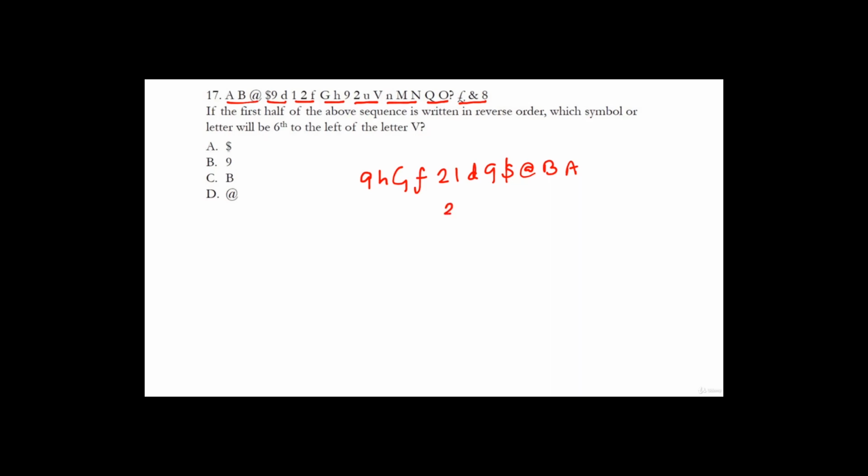So 2, U, V, N, M, N, Q, O, question mark, euros, and 8. Which symbol or letter will be 6 to the left of the letter V? So this is first, this is second, this is third, this is fourth, this is fifth, and this is sixth letter to the left of V. So dollar symbol is the correct answer.